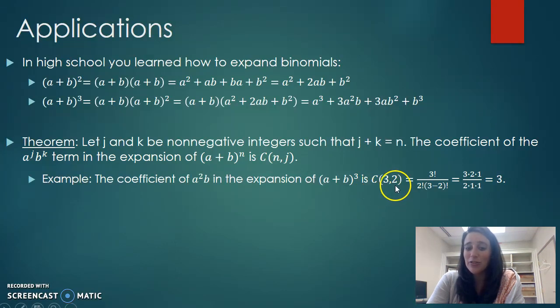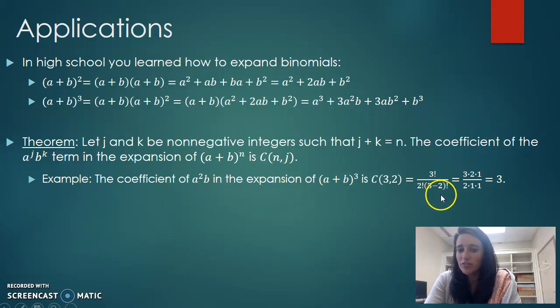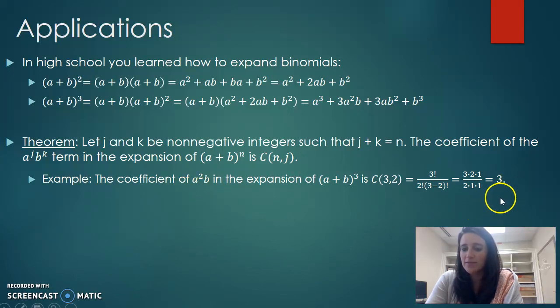And if we plug 3 choose 2 into our formula, it would be 3 factorial divided by 2 factorial times 3 minus 2 factorial. And if we multiply out all those numbers, we see that the coefficient of a squared b is 3, which is the same thing you get if you FOIL or distribute as you did in high school.